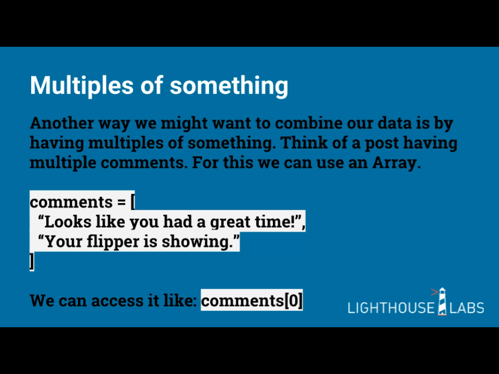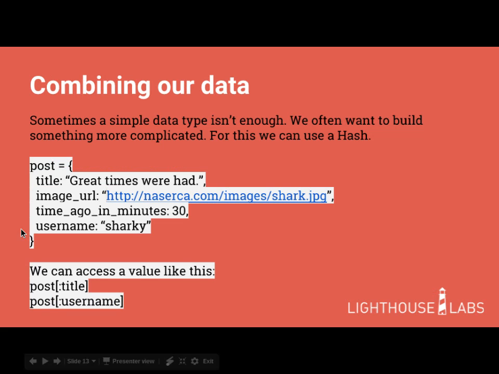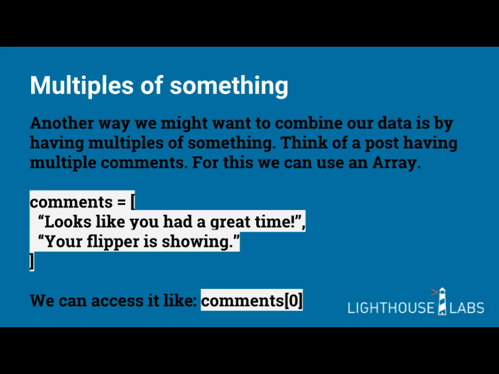So now while we retrieve our data from a hash by passing a symbol or sometimes even a string, in an array, we pass a numerical value, an integer value. This is the index. And we always start counting at zero. So if I look at comments at the zero index, this is going to go to the very first one in the list right here. So this would return, looks like you had a great time.